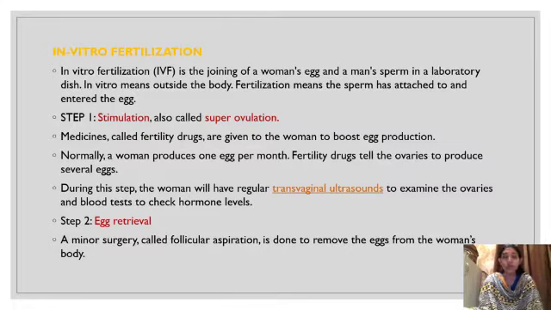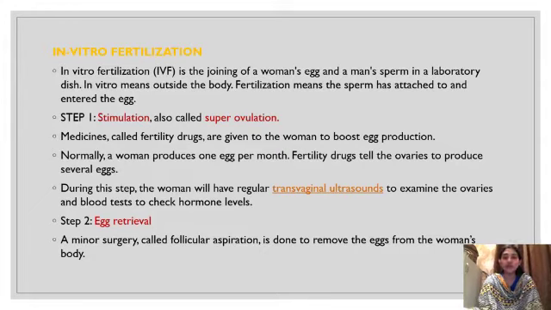But here, when in vitro fertilization is supposed to take place, drugs are given to the woman so that egg production is boosted up. Normally, a woman produces 1 egg per month, but when drugs are given, ovaries produce several eggs. And when this superovulation is done, a regular ultrasound is done so as to check the ovaries and the hormonal levels inside the female's body.